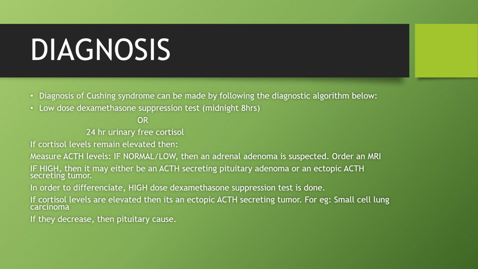If the ACTH levels are high, then it may either be an ACTH secreting pituitary adenoma or an ectopic ACTH secreting tumor. In order to narrow down the diagnosis further, we will do a high dose, not low dose, high dose dexamethasone suppression test. If the cortisol levels are elevated, then it's an ectopic ACTH secreting tumor, right? For example, small cell lung carcinoma. If the cortisol levels decrease, then it might be an ACTH secreting pituitary adenoma. In this case, we'll then order an MRI to confirm the diagnosis. An MRI or a full CT metastatic workup, right?